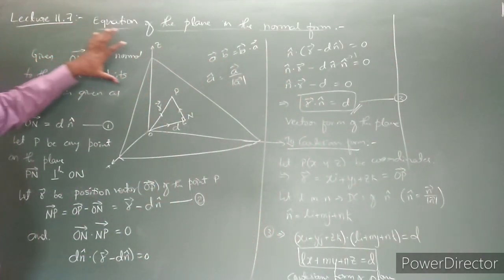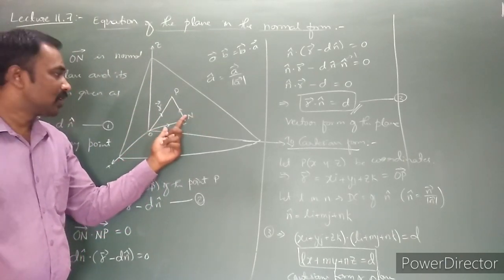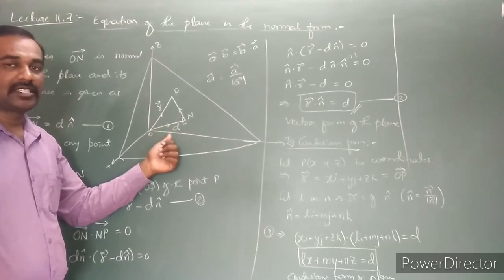So here consider a plane. Then OA is perpendicular to the plane from the origin and its distance is given.